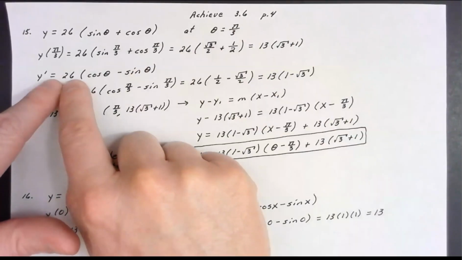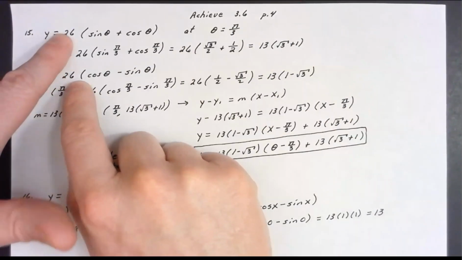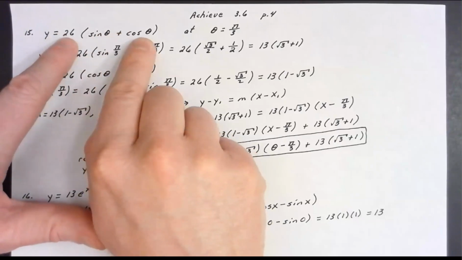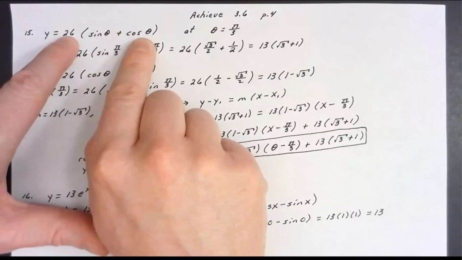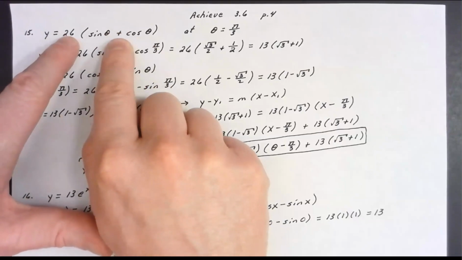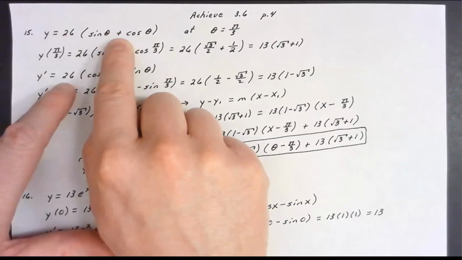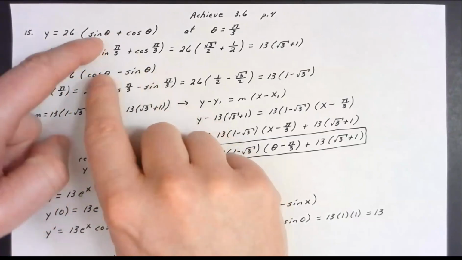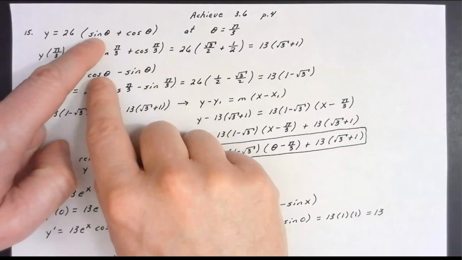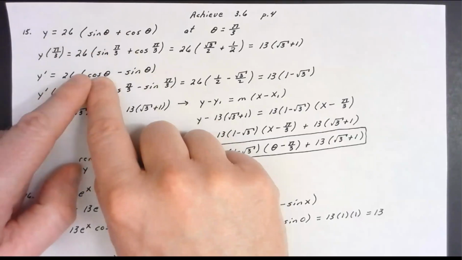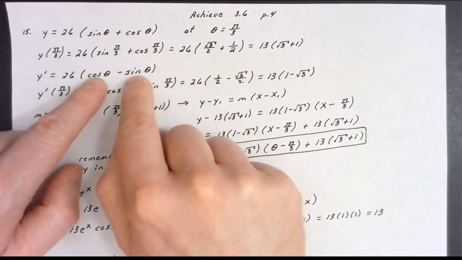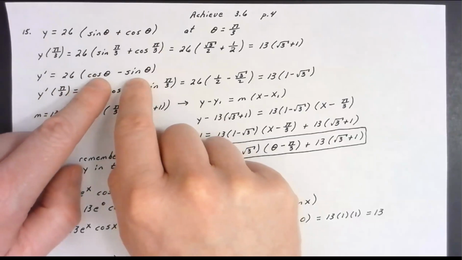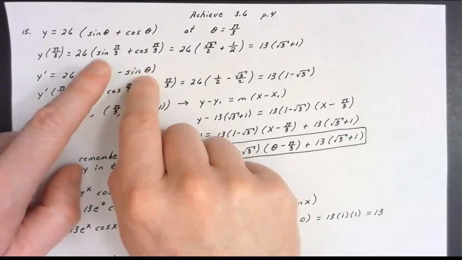So for the derivative here, I could think of this as the product rule, but the derivative of any constant is 0. So the derivative of the first is 0 times the second, plus the first, 26, times the derivative of the second. For the derivative of that second part, the derivative of sine is cosine, and the derivative of cosine is negative sine. So the derivative of that second term is cosine x minus the sine of x.